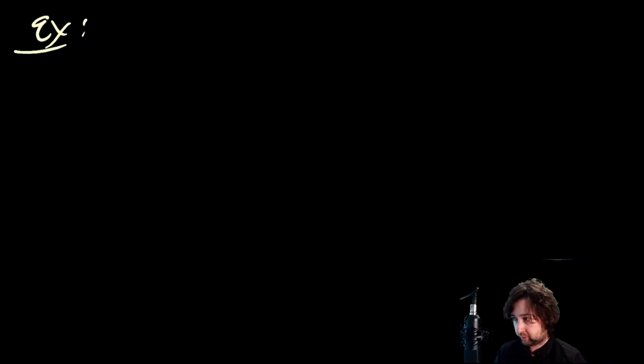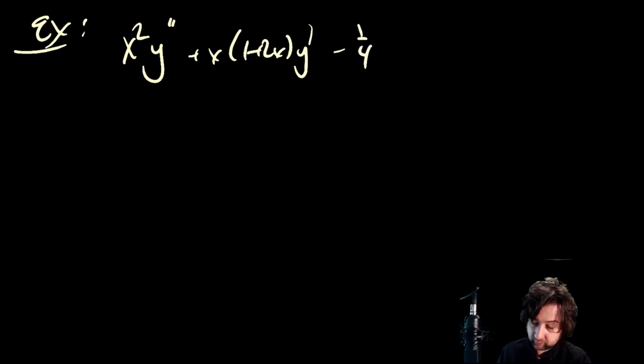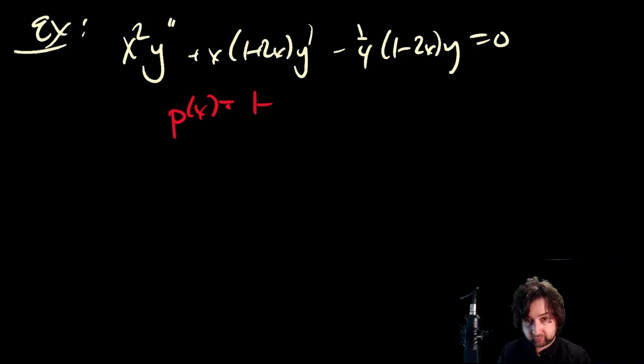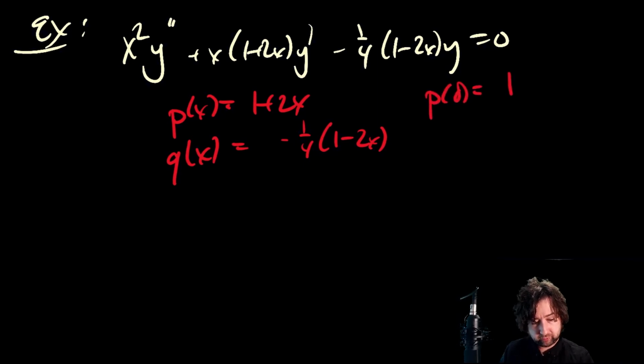So in this problem, we're going to be dealing with the equation x squared y prime prime plus x times (1 plus 2x) y prime minus 1/4 times (1 minus 2x) y is equal to 0. Same game as before. I have to write down the indicial equation, which means I need p0 and q0. And to get those, it would be helpful if I had p and q. So p of x is 1 plus 2x. Q of x is minus 1/4 times (1 minus 2x). P of 0 is equal to 1. Q of 0 is equal to minus 1/4.